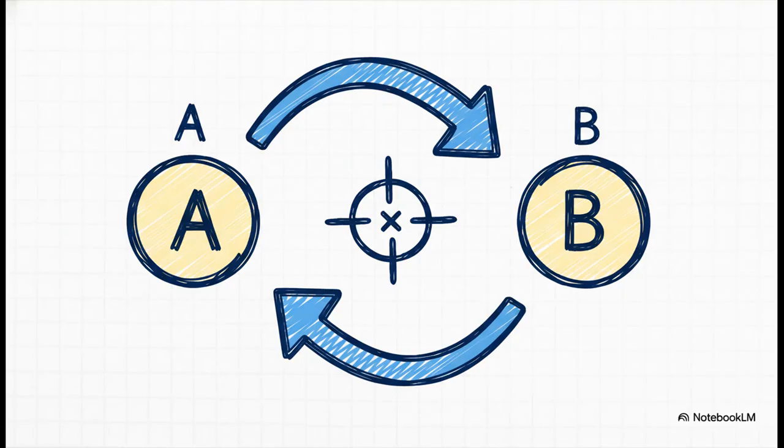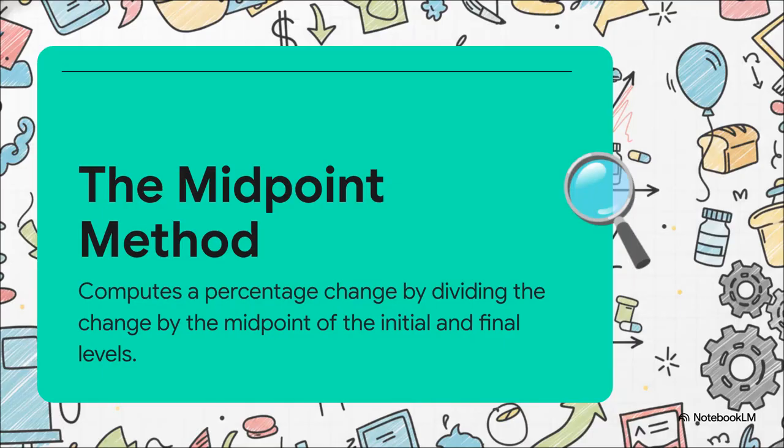Well, economists have a much better tool for the job. It's called the midpoint method. It's designed specifically to give you one consistent, reliable answer, no matter which direction you're calculating from. Okay, this is the formula you need to commit to memory for your exams. Maybe even pause and write it down. It looks complicated, but it's not. All we're doing is, instead of dividing the change by the starting point, we're dividing it by the average, or midpoint, of the start and end points.